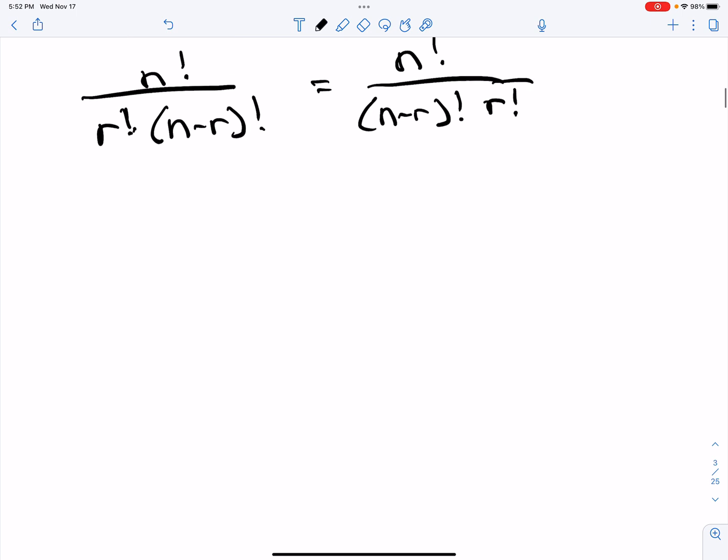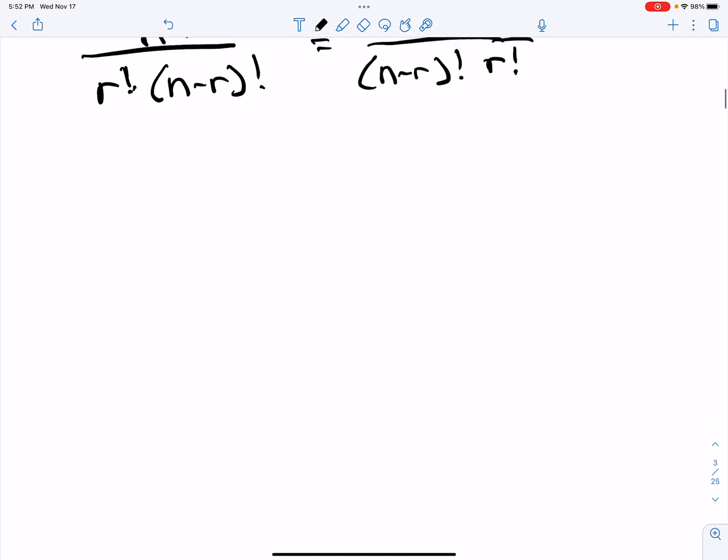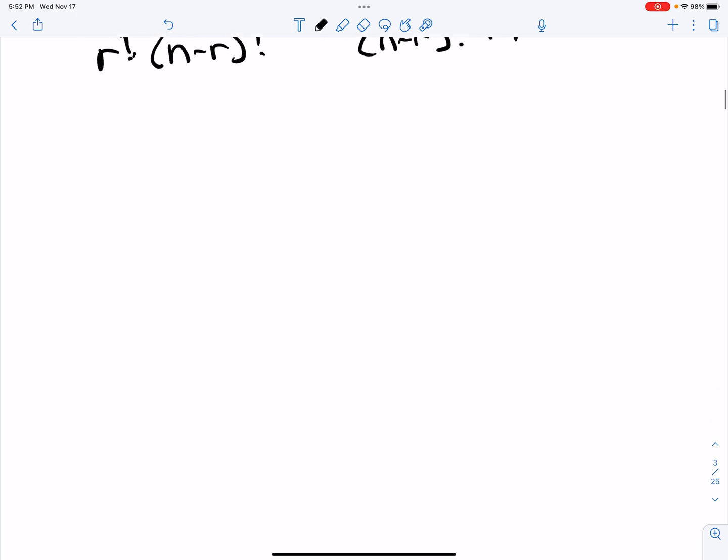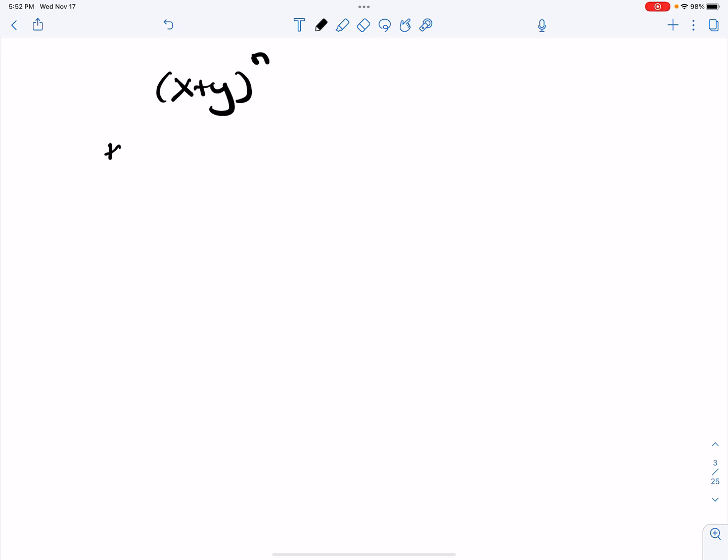Okay, so what are some other observations here? Well, for this expansion of (x plus y) to the n power, here are some observations. There are going to be n plus 1 terms in the expansion.